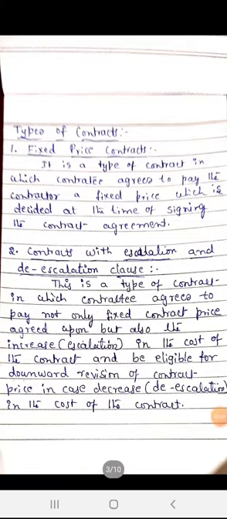Hello students, we'll see the next part under the contract costing theory part. We'll see the types of contracts. First one, fixed price contracts.